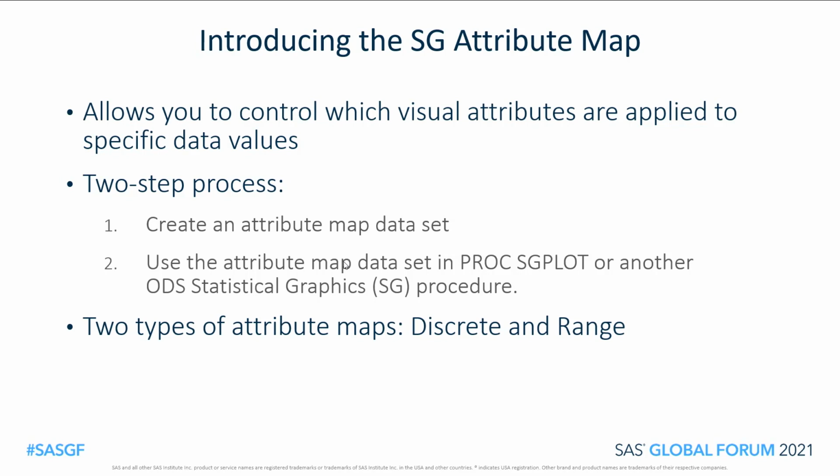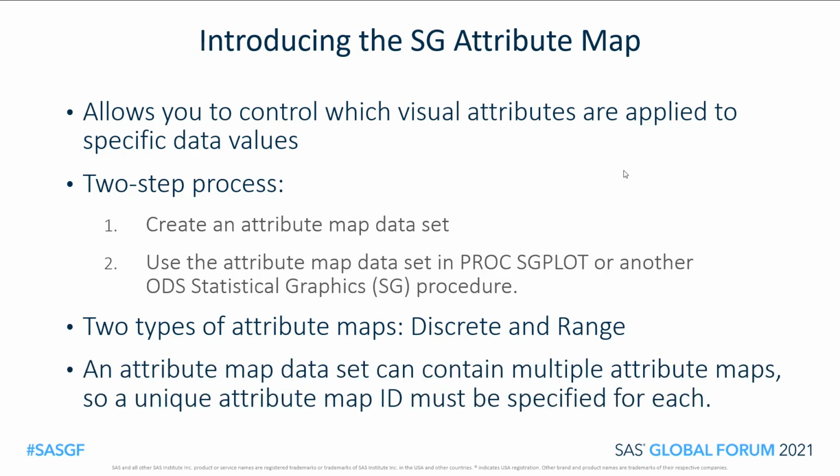There are 2 types of attribute maps, the discrete attribute map and the range attribute map, and we'll look at examples of both of those. And I should also mention that an attribute map data set can contain multiple mappings. We're not going to do that today in this talk, but you can have multiple mappings in a single data set, and for that reason, each mapping needs its own ID. We'll see an example of that in just a moment.